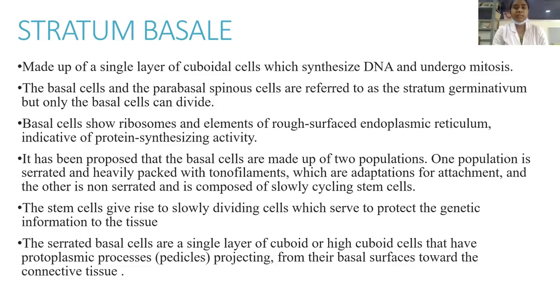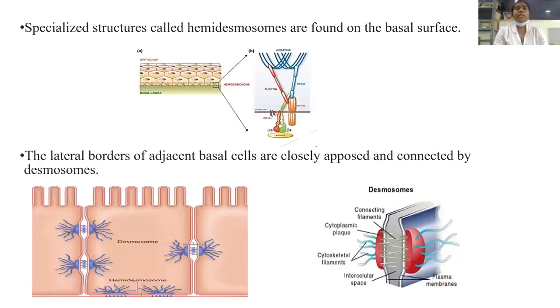The serrated basal cells are a single layer of cuboidal or high cuboidal cells that have protoplasmic processes, that is pedicles, projecting from their bases towards the connective tissue. Specialized structures called hemidesmosomes are found on the basal layer. The lateral borders of adjacent basal cells are closely opposed and connected by desmosomes. So in this picture, we can see the desmosomal connection between the adjacent cells.